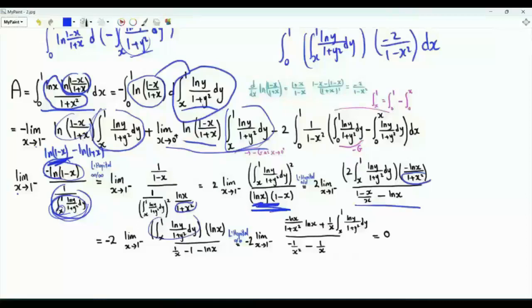We end up with the integral times ln x in the numerator. In the denominator, we have 1 over x minus 1 minus ln x. And this also tends to 0 as x tends to 1 from below. For a third time, we will apply L'Hopital's rule.